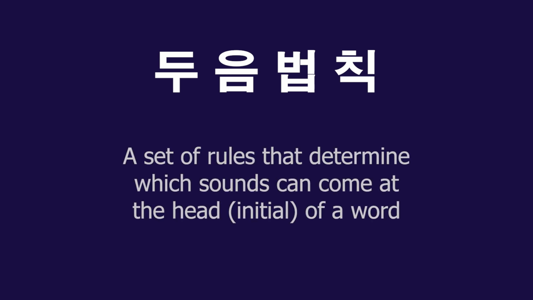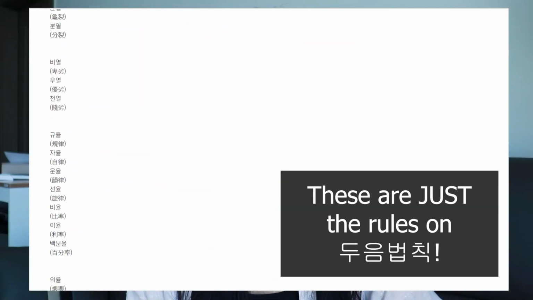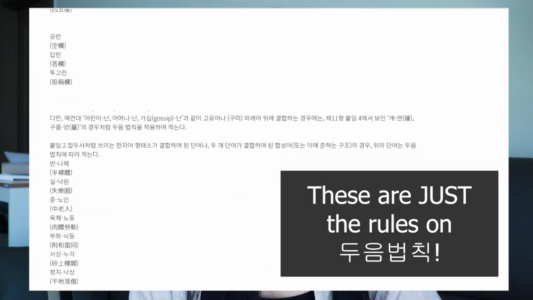Now, if you translate it literally, 두 means head, 음 means sound, and 법칙 means rule. So in other words, it's a set of rules concerning the sounds that can come at the head or the initial of a word. Now, I looked through all of the rules on the website of the National Institute of Korean Language, and that's a lot of info to process.